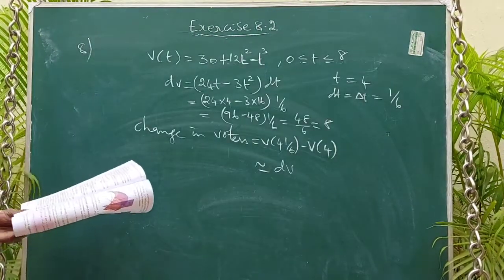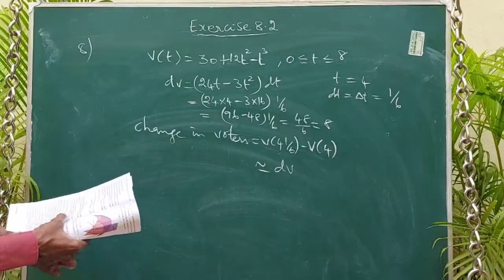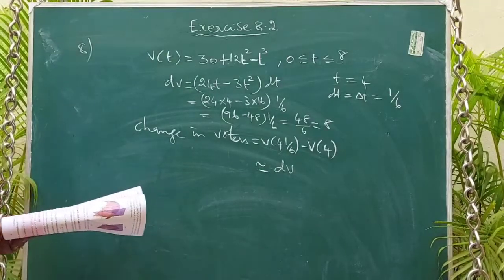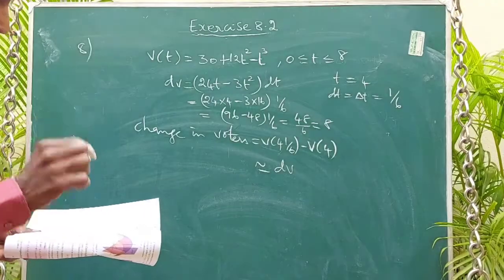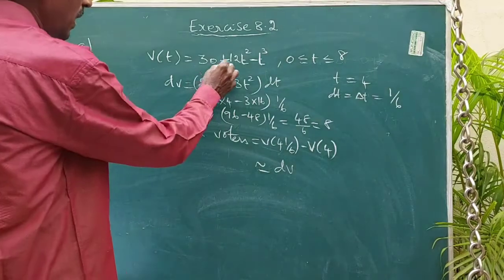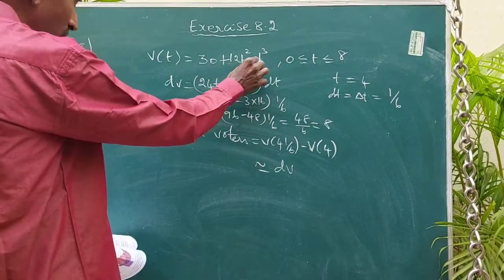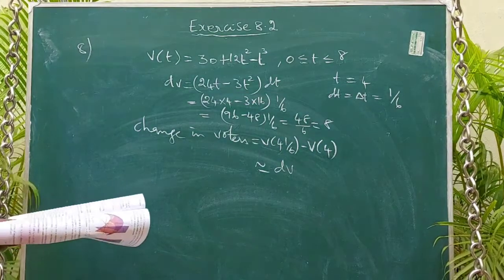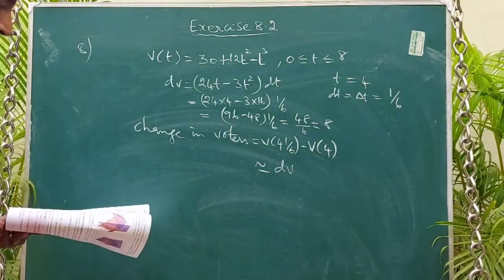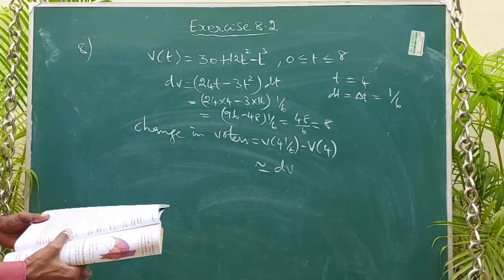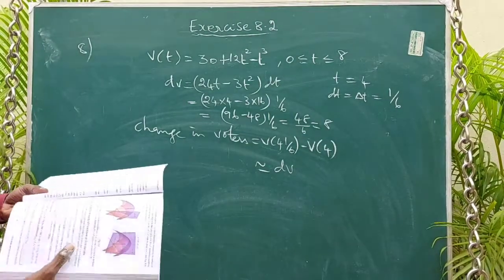Question number 8 in exercise 8.2. In a newly developed city, it is estimated that the voting population, given in thousands, will increase according to V of t equals 30 plus 12t squared minus 2t cubed, where t lies between 0 and 8, and t is the time in years. Find the approximate change in voters for the time changing from 4 to 4 1/6 years.